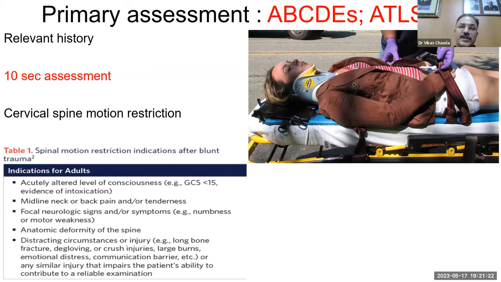Cervical spine motion restriction guidelines have been best practices adopted by the American College of Surgeons. So they say that acutely altered level of consciousness, that is for example GCS less than 15, evidence of intoxication should have a collar on, and entire spine as well, midline neck or back pain and or tenderness, focal neurological signs with or without symptoms, that is numbness or motor weakness, anatomic deformity of the spine, and distracting circumstances like fracture femur.